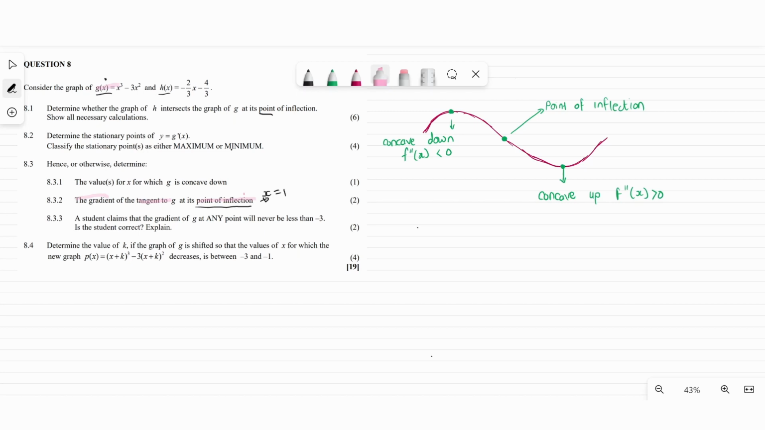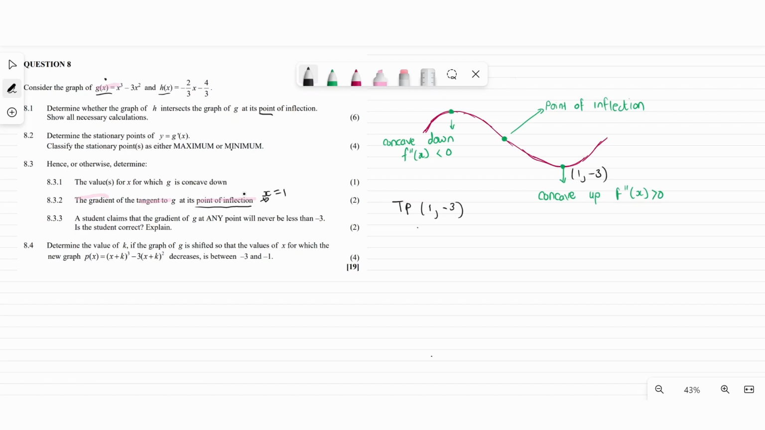To understand this, from the first question, finding the stationary point, which was the turning point, remember we found the turning point. We found that the turning point is (1, -3), right? Since it's a minimum, let's say the point was here. I want you guys to look at this graph. The point of inflection is here, right? Then this is the concave up, right?